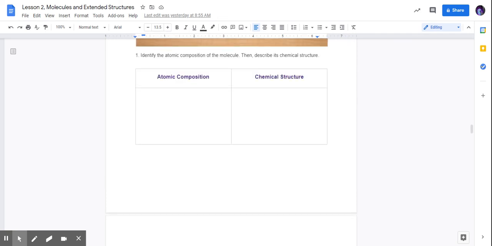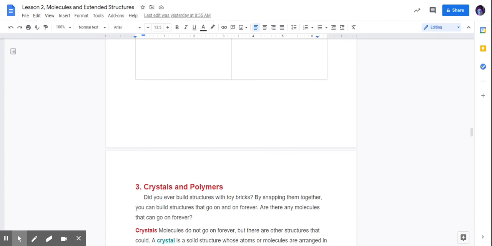I'm going to pause here, and the rest of this reading from here down, where it says crystals and polymers, is going to be an extend section. If you are super interested in atoms and how they work, this is where it would be great for you to go ahead and read on and answer the questions if you are interested. You do not have to go further than section 2 above.